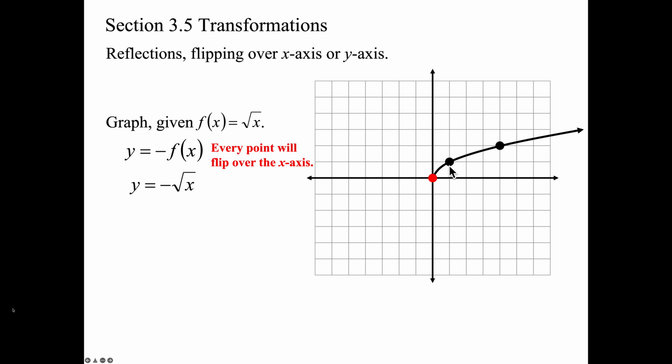But because this point is 1 unit above the x-axis, this point is going to flip to 1 unit below. This point is 2 units above. It's going to flip to 2 units below. Flip. There you go. Connect your points, and there is my graph flipped over the x-axis.